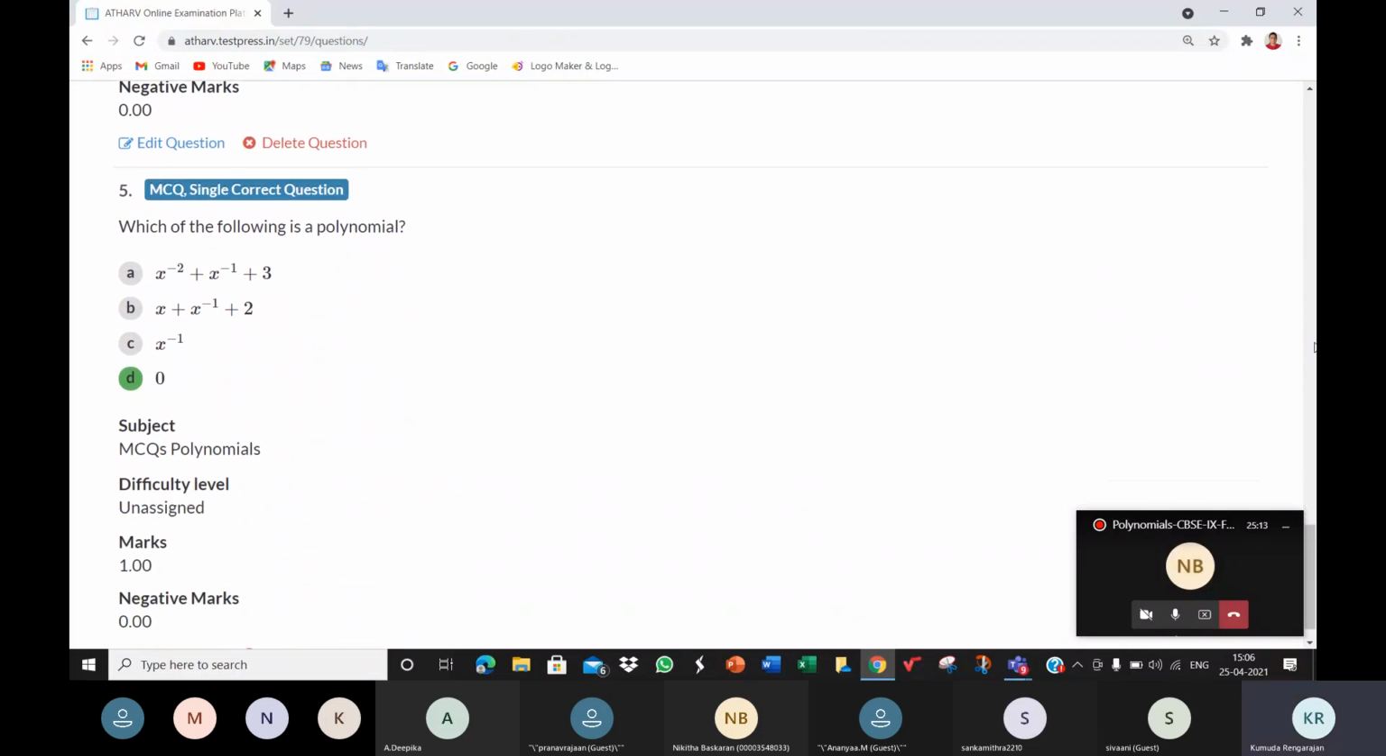Okay. Who wants to try the fifth one? Ma'am, Shivani, ma'am. Yeah, please go ahead. In the first one, the powers have minus, ma'am. So, which are having a negative power, so it is not a whole number. Very good. So, first one is an algebraic expression, but not a polynomial. Same for B and C, ma'am. Very good. And 0 is a whole number, so it's a polynomial, ma'am.